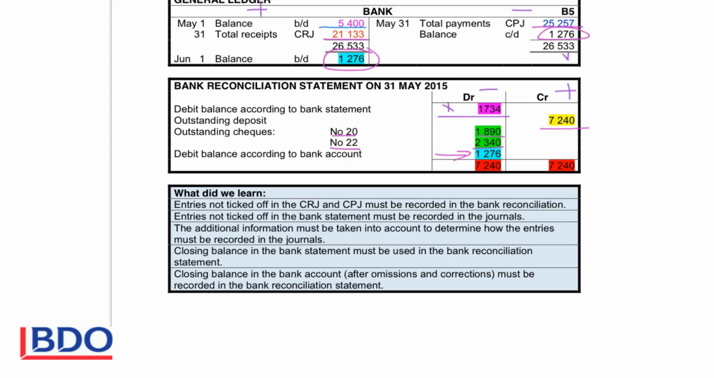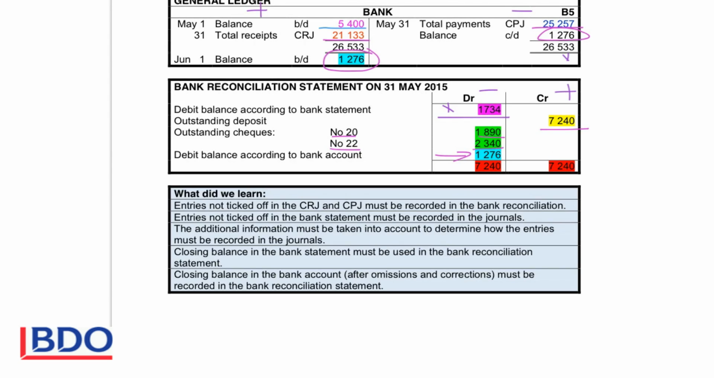So if we have a debit balance brought down, it means that the balance will appear on the debit side of the bank reconciliation statement. If we add up the figures, the total on the debit side and the total on the credit side should be the same. If they're not the same, it means that there are still mistakes that must be corrected.